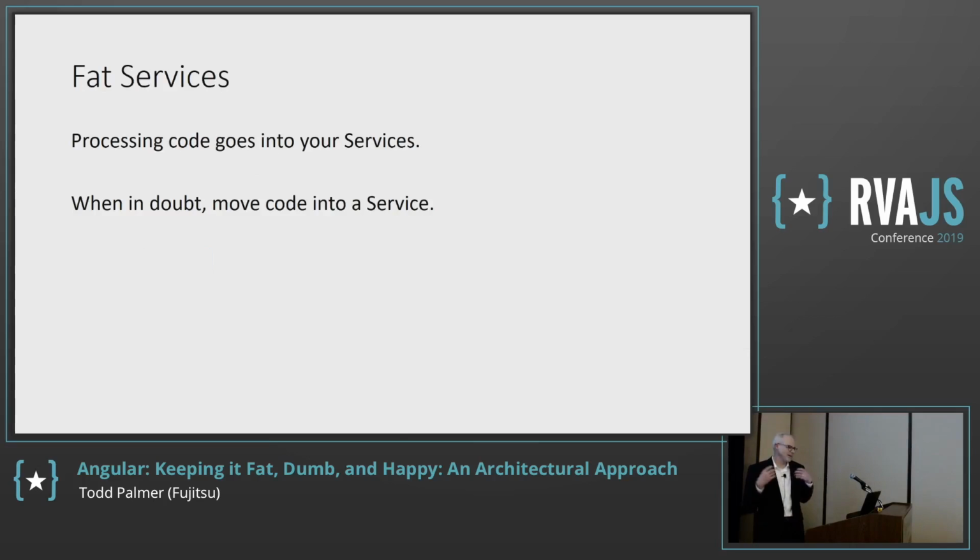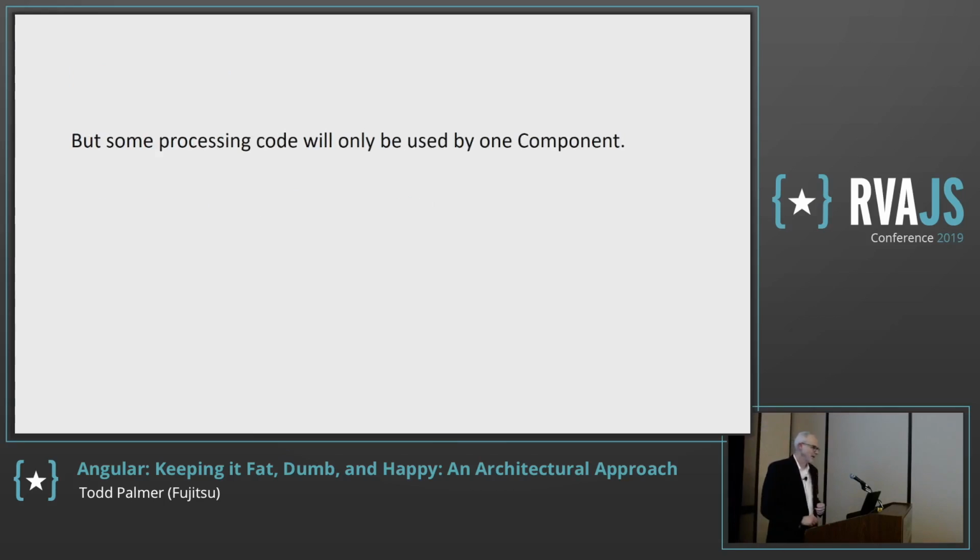And so let's talk about services getting fat, right? So all of that processing code gets pushed into your services. So when in doubt about the code, move it into your service. All right. But some of my processing code in my component, it's not used specifically for displaying the view, but it's not like it's going to be shared across multiple components. What do I do about that? Do I really put it in a service? Yes. Just put it in a component-specific service.